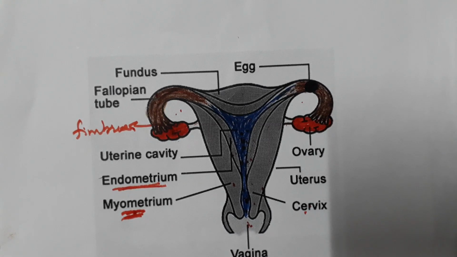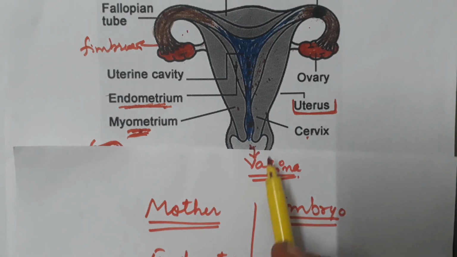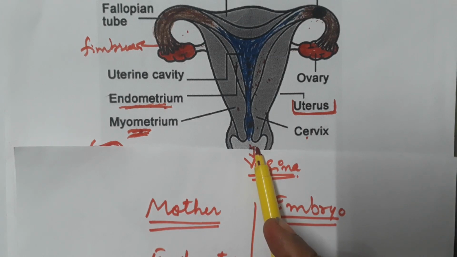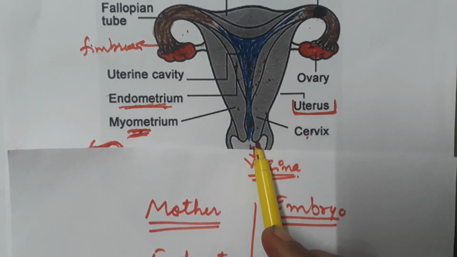How does it act as a copulation canal or birth canal? A little detail. During copulation or coitus, semen is released by the penis into the vagina. The process is known as insemination. What is semen? That is the secretion of male sex gland along with the sperm, which is released into the vagina. The process is known as insemination.